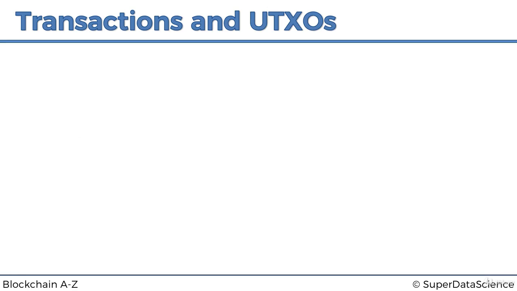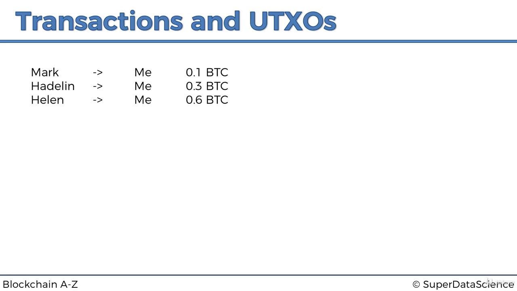For now, let's imagine that we start off with some transactions. After I started using Bitcoin, I received the following transactions. Mark sent me 0.1 Bitcoin, Adlan sent me 0.3 Bitcoin, Ellen sent me 0.6 Bitcoin, and Susan sent me 0.7 Bitcoin. All of those are different transactions that happened in the Bitcoin blockchain, and they are all related to me. I received Bitcoins in all those transactions. And what those would be called in the Bitcoin world are UTXOs, which stands for unspent transaction outputs.